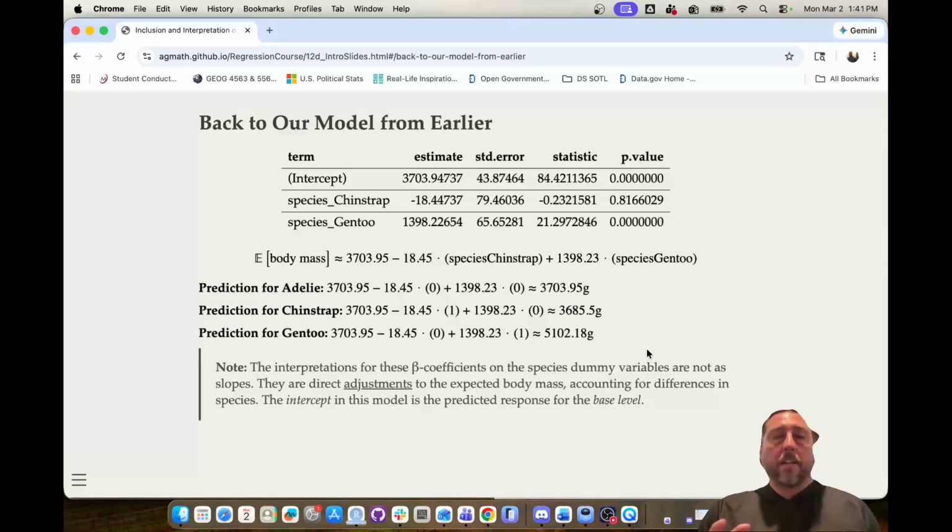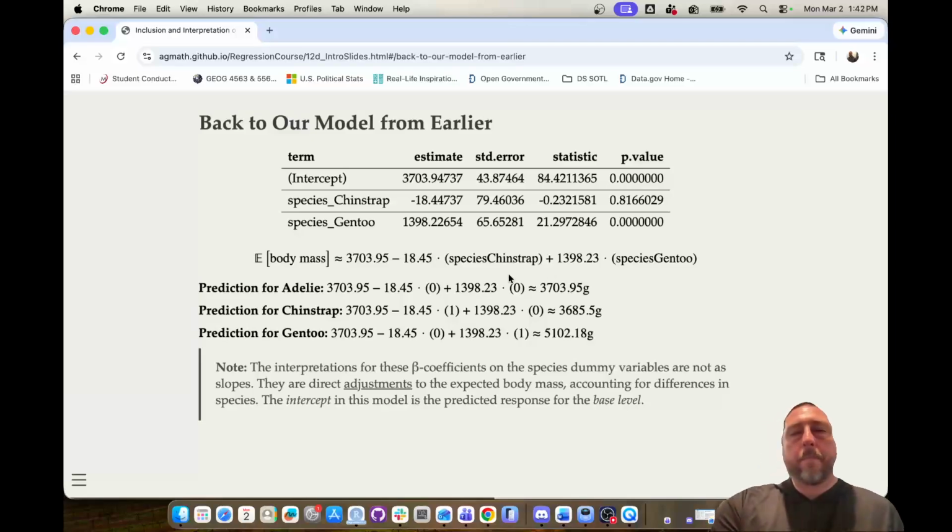And so I want to be careful here. I want to highlight that the interpretations for these beta coefficients on dummy variables are not slopes. We can't talk about what happens if species chinstrap increases by 1 because it's not a thing that increases or decreases. These are direct adjustments to the expected body mass, accounting for differences in the species.